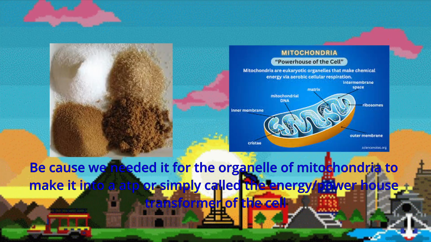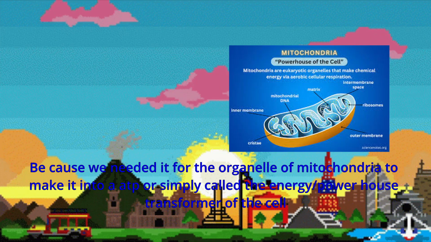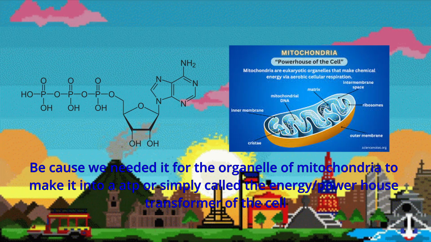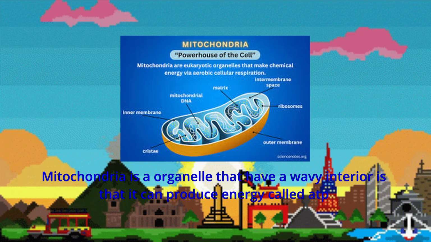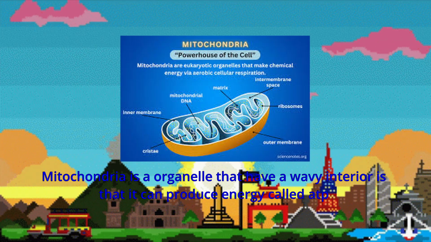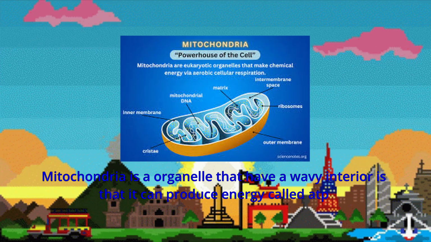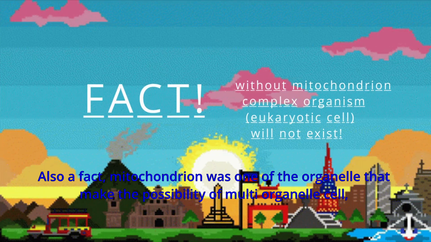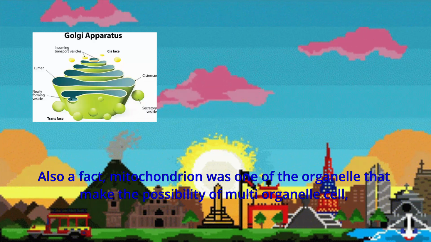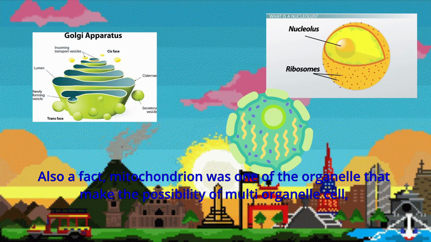Because we need it for the organelle called the mitochondria to make it into energy. The mitochondria is an organelle that has a wavy interior and can produce energy called ATP. Also, a fact: the mitochondrion was one of the organelles that made the possibility of multi-organelle cells.